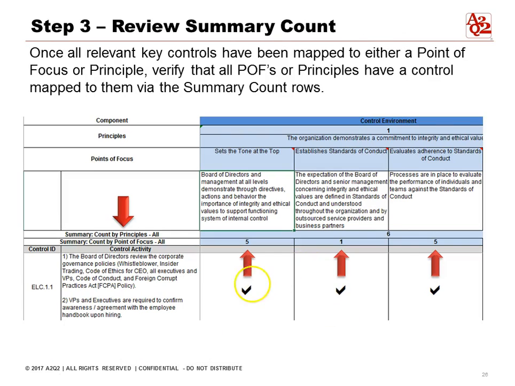And once all the relevant key controls have been mapped to either a point of focus or a principle, we then verify that all the points of focus or principles have a control mapped to them by the summary count rows. That's why in our mapping template, you can see where the arrows are, we have a summary of the count of the principles to make sure that we've addressed each of them. Earlier I mentioned there are 17 principles. You have to make sure that you have controls to address at least all of the principles. Then more granular are the points of focus, and you can see here the various points of focus. We have different controls to address them.